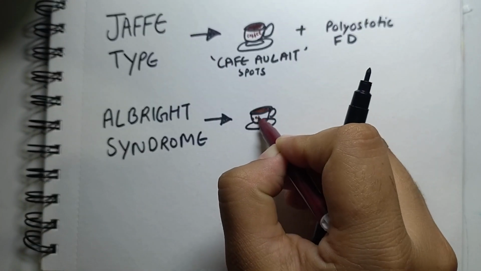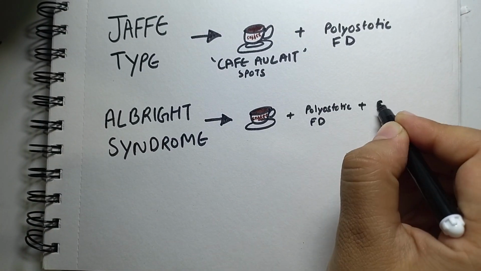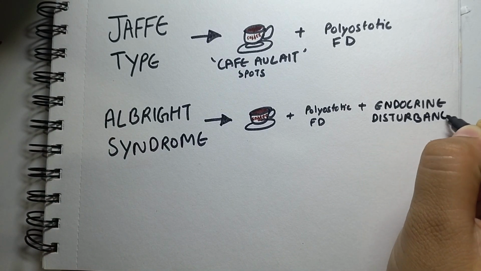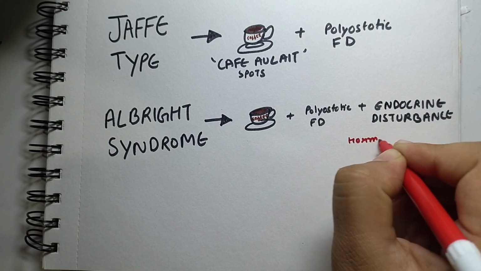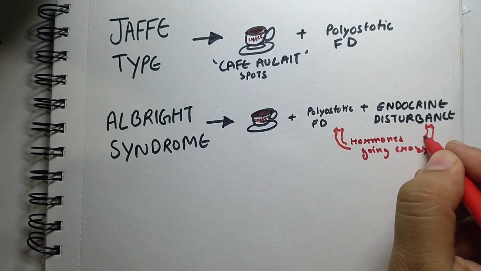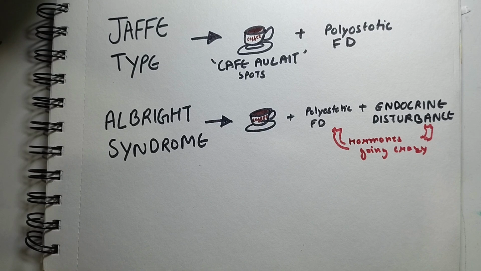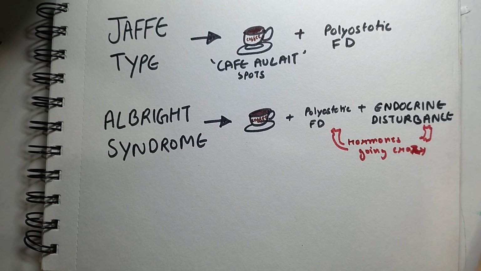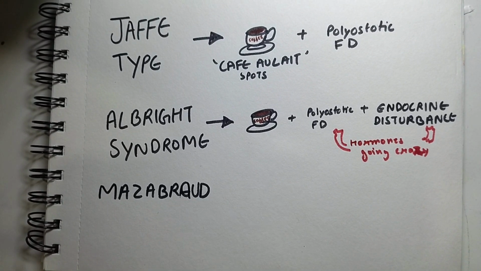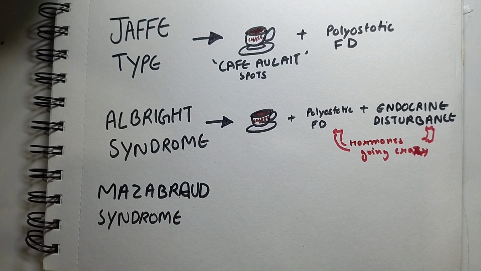And in McCune-Albright syndrome, there's café au lait pigmentation. There is polyostotic fibrous dysplasia, of course. Plus, it also occurs with endocrine disturbances like precocious puberty, like puberty occurring in a younger female. And in the Mazabraud syndrome, there is polyostotic fibrous dysplasia and intramuscular myxomas.